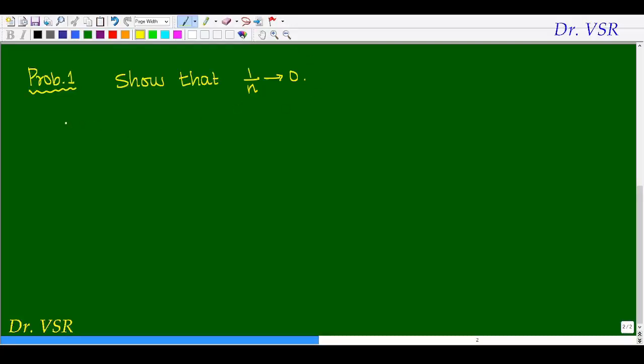So let epsilon be positive. So in the solution I will take that, let epsilon be positive. Now, find capital N belongs to natural numbers such that modulus of 1 by n minus 0 is less than epsilon for every n greater than or equal to this natural number N.